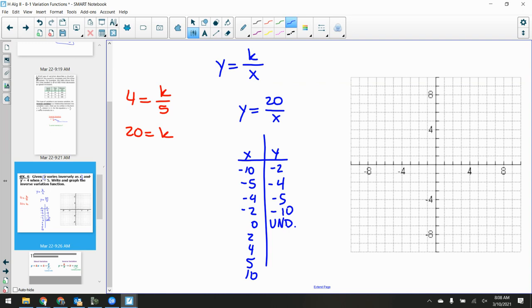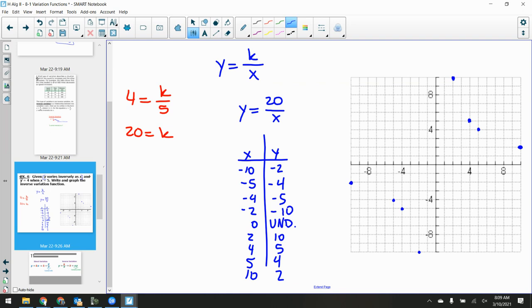Watch me. 20 divided by 2 is 10. 20 divided by 4 is 5. 20 divided by 5 is 4. 20 divided by 10 is 2. Okay, so let's see what's going to happen here. I've got negative 10, comma, negative 2. I've got negative 5, comma, negative 4. I've got negative 4, comma, negative 5. I've got negative 2, comma, negative 10. And then it jumps. 2, 10, 4, 5, 5, 4, 10, 2.